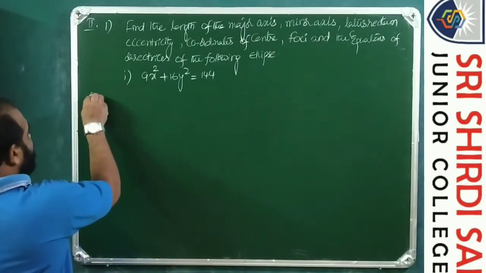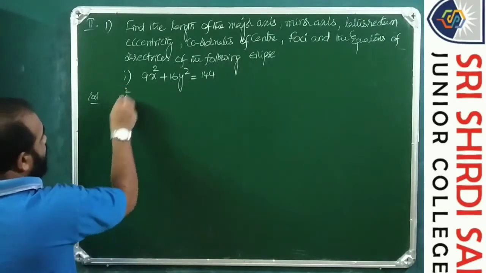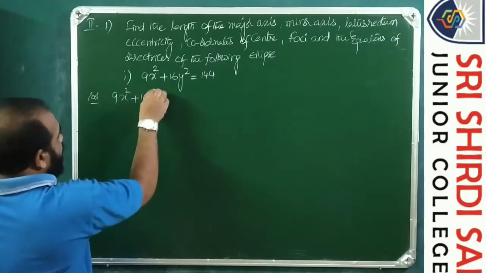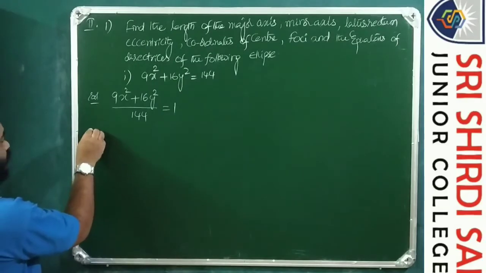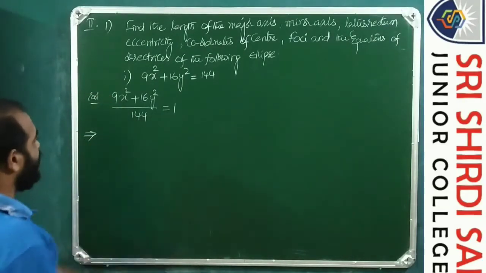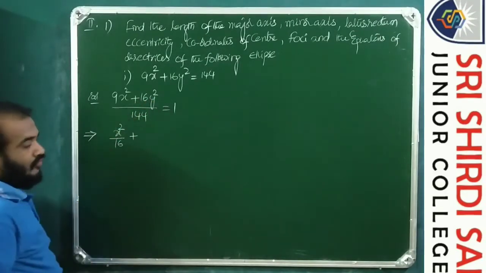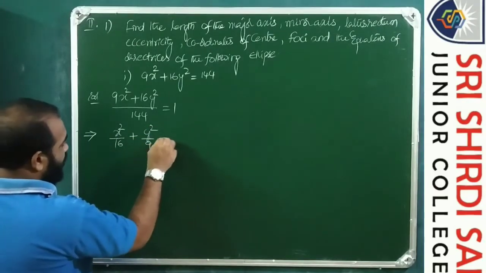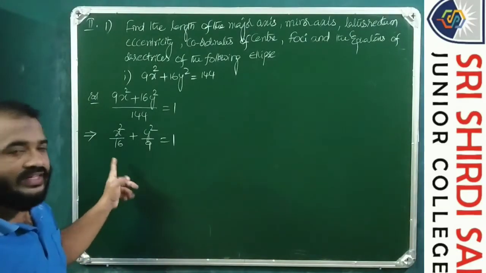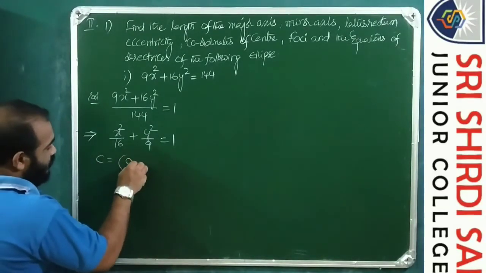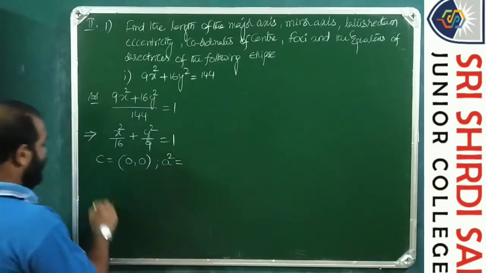So first let us try to write it in standard form. This is (9x square plus 16y square) by 144 equals to 1. This is equals to 9x square by 144, which is x square by 16, plus 16y square by 144, so y square by 9, equals to 1. So this is the standard form of the ellipse whose center is at the origin. So C is equals to 0, 0.